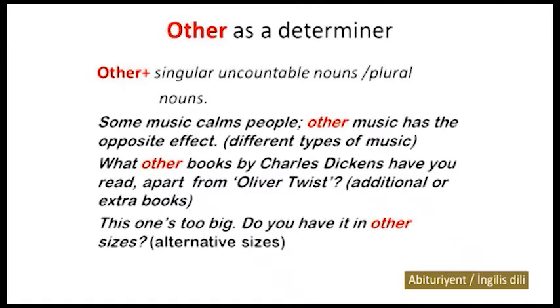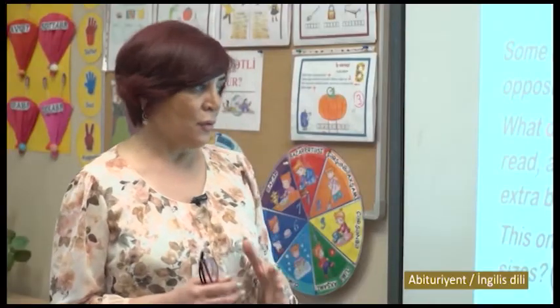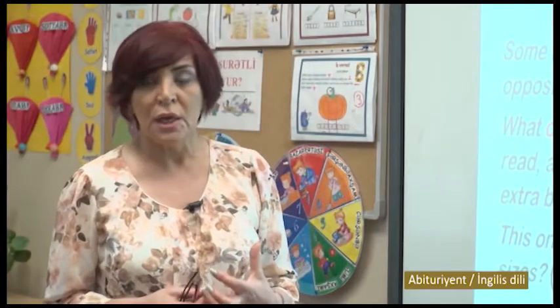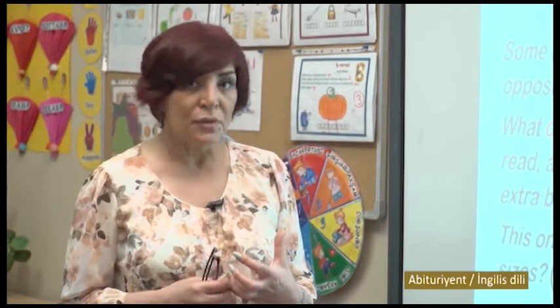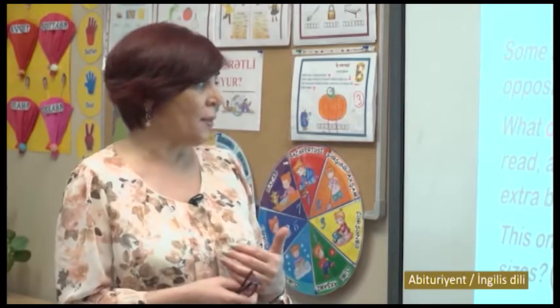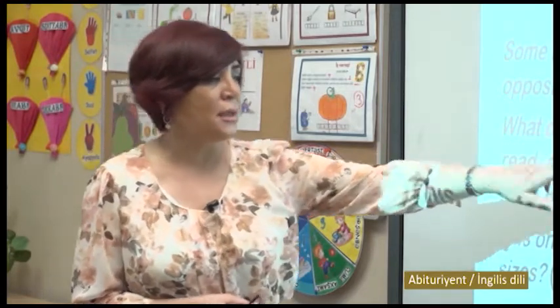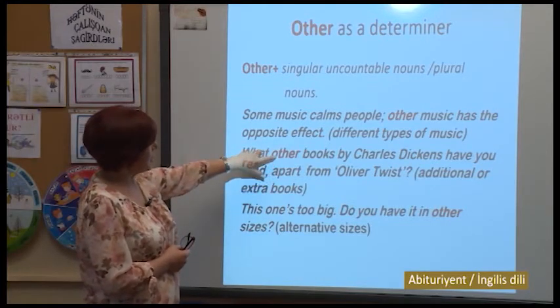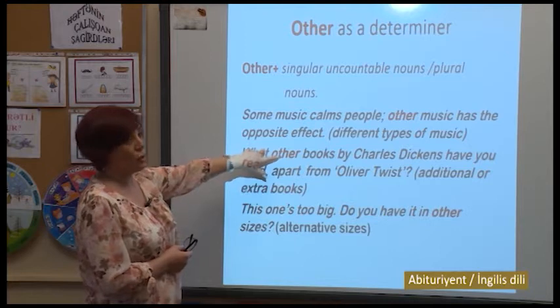Second, what other books by Charles Dickens have you read apart from Oliver Twist? You see its meaning in the brackets. It is additional or extra books. It means that you have read Oliver Twist by Charles Dickens. Now, I want to get information about whether you have read other books as well. It means additional or extra books as well. Here the meaning of other is additional or extra, and it has been used as a determiner.